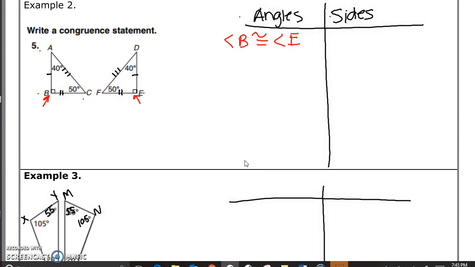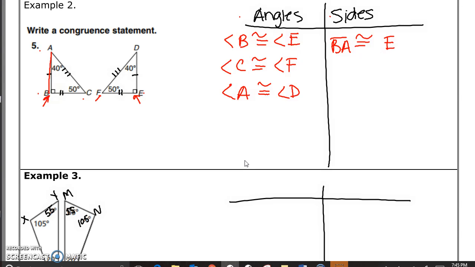Okay, then angle C, which is 50 degrees. We have to find the other one that's 50 degrees. So it corresponds to angle F. And then the last one, angle A, corresponds to 40 degrees, angle D. Then again, we have those dashes to show us that the sides are congruent. So I'll start with the one dash. We have side BA is congruent, and we started with the 90 degrees, so ED.